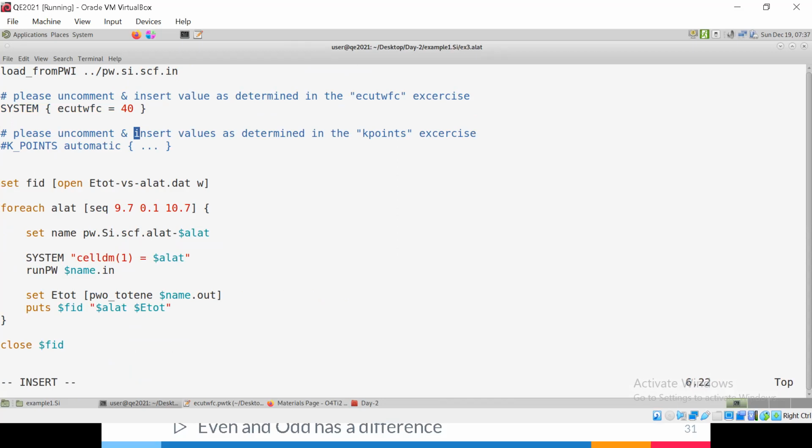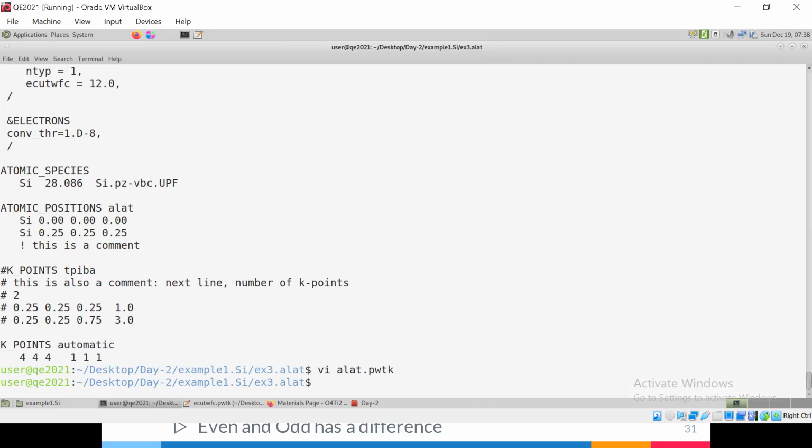And then you have to put the value for K points, which is 4 by 4 by 4 and 1, 1, 1. So you put 4, 4, 4, 1, 1, 1 for the K points. And those are the values that we got from the earlier two exercises. So that's our convergence tests. And do that, and then we just run this.